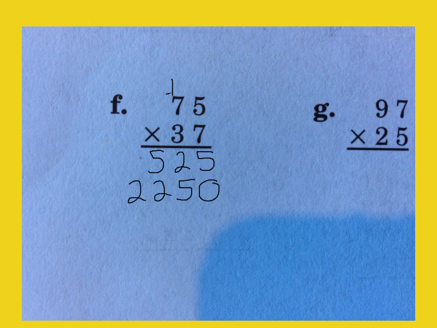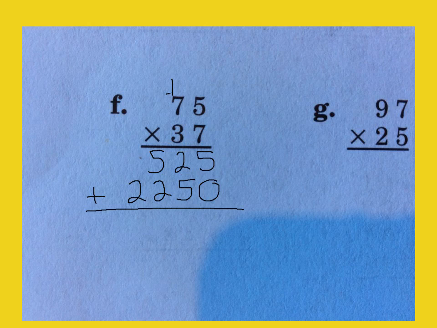Now our product is the answer to a multiplication problem. What we have here is 2 partial products. This is a partial product, and added to this partial product, and then we have our product. Let's go ahead and add them up.